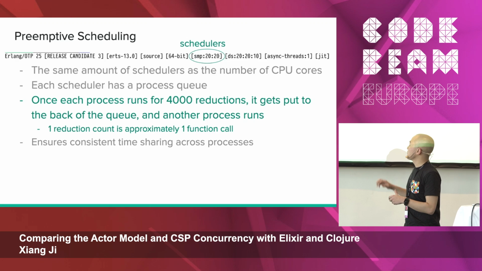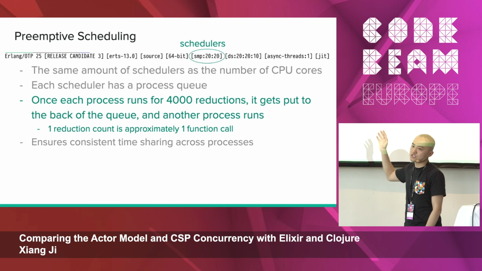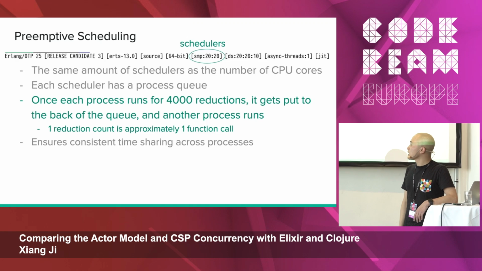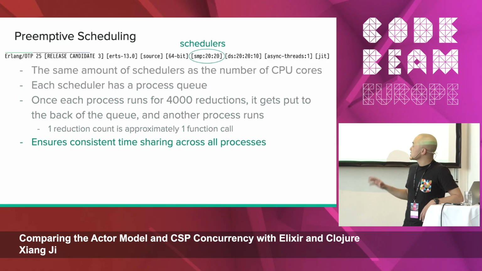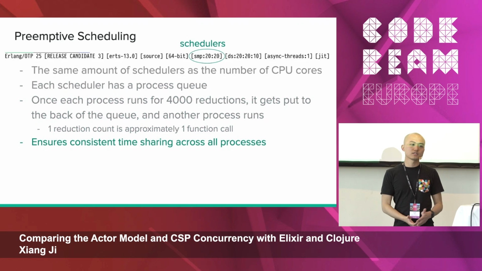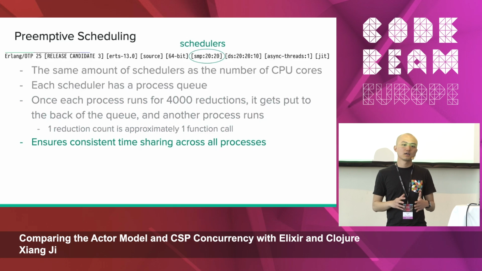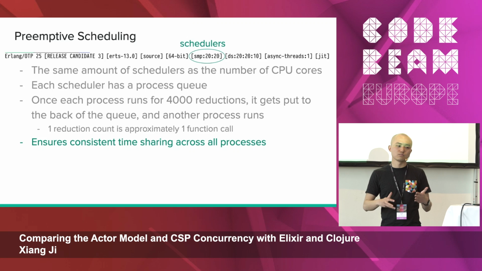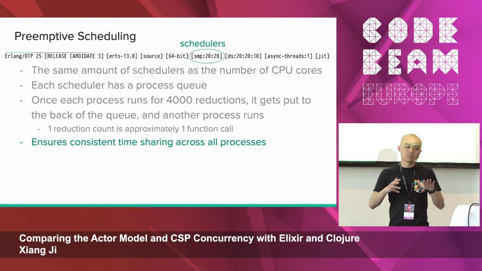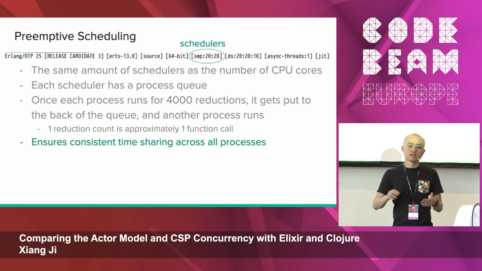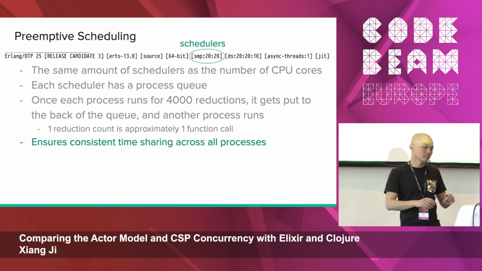And this will always happen. I think the number I remember is 4,000 reductions. One reduction is about one function call. So this nature ensures we have consistent time sharing across all the processes, no matter how many processes there are. You can run hundreds of thousands of processes on the VM, and the performance is going to be really consistent. You can predict there's not going to be a process that hogs the CPU resource and doesn't let other processes do their job.